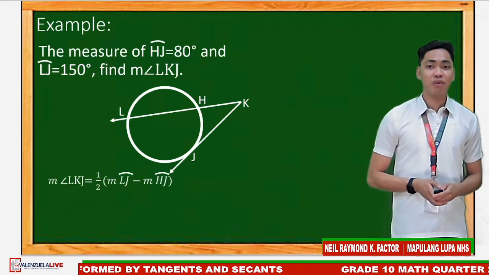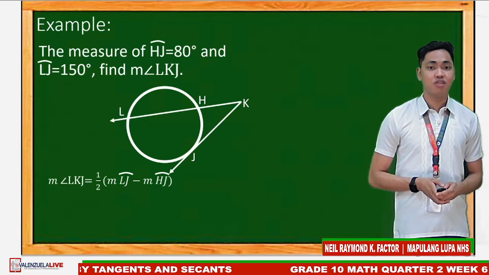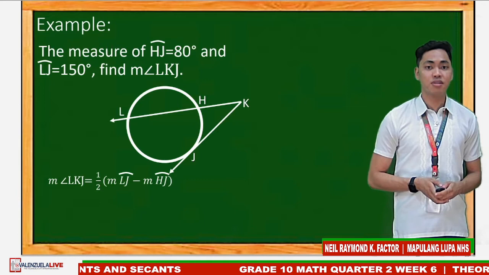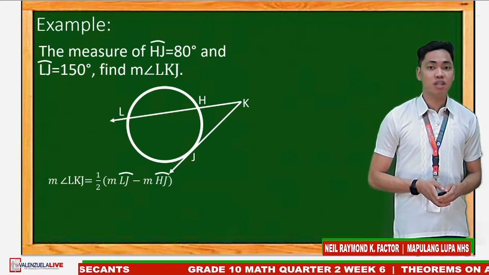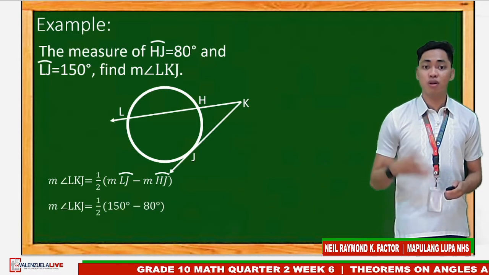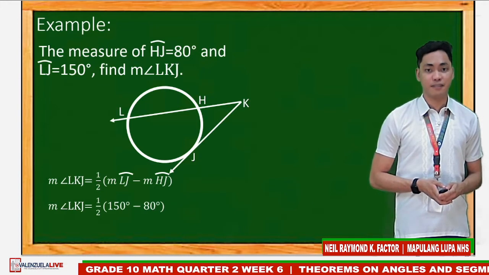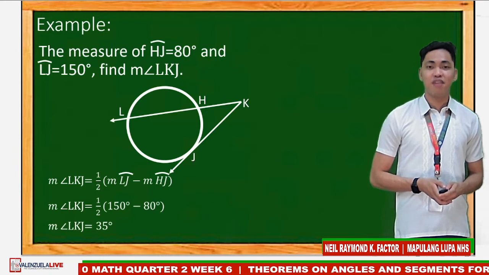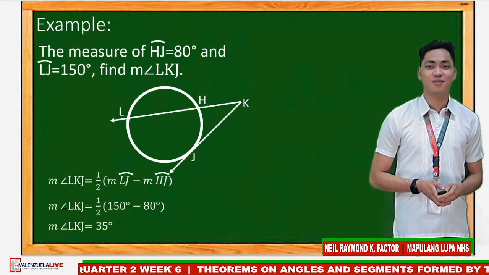So again, we have the formula. The measure of angle LKJ is just 1/2 the difference of the measures of arcs LJ and HJ. We substitute corresponding values. We have 1/2 the difference of 150 degrees and 80 degrees, and if we solve that, we have 35 degrees. Therefore, the measure of angle LKJ is 35 degrees.